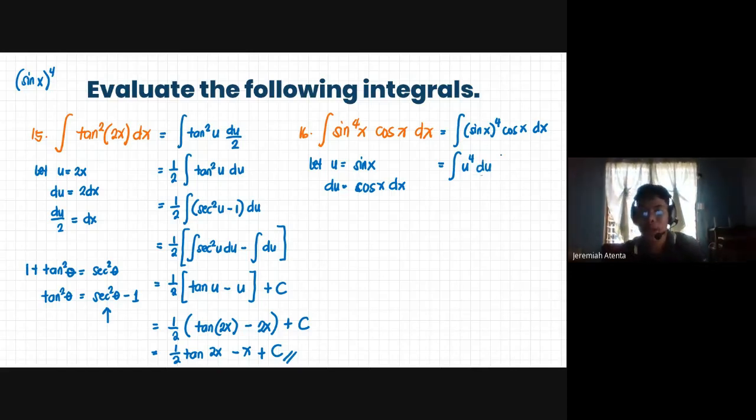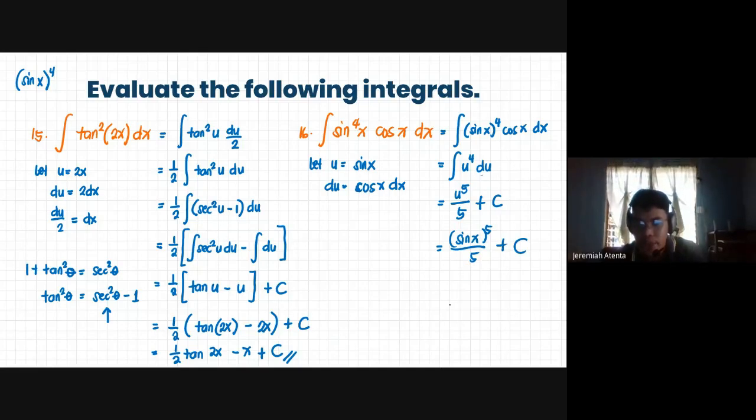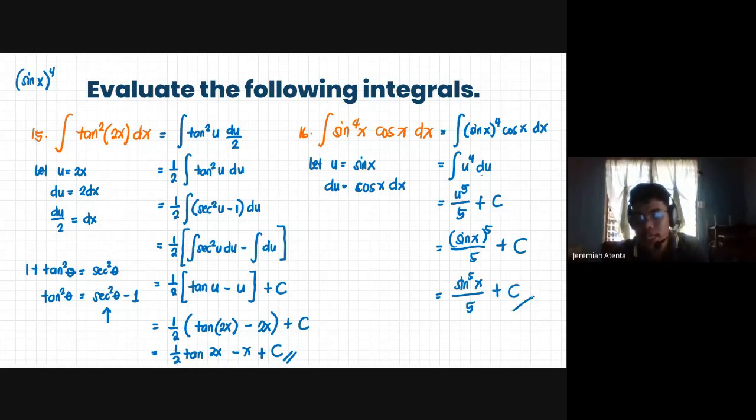So from that, we will now have u to the power of 4 plus 1, so 4 plus 1 is 5, over 4 plus 1, which is 5, then plus c. And since u is sine x, we have sine x to the power of 5 over 5 plus c, or you can write it as sine to the power of 5x over 5 plus c. And this is now our final answer.